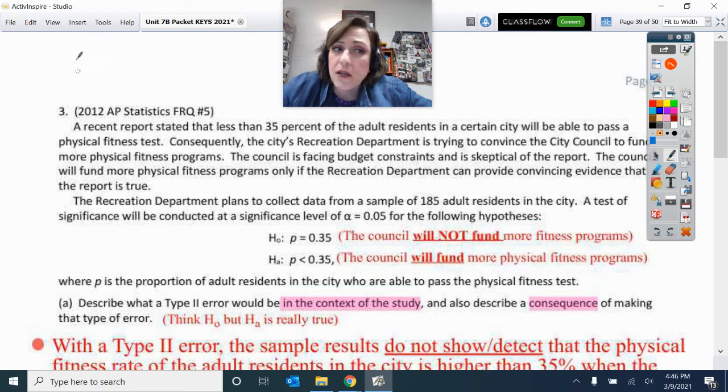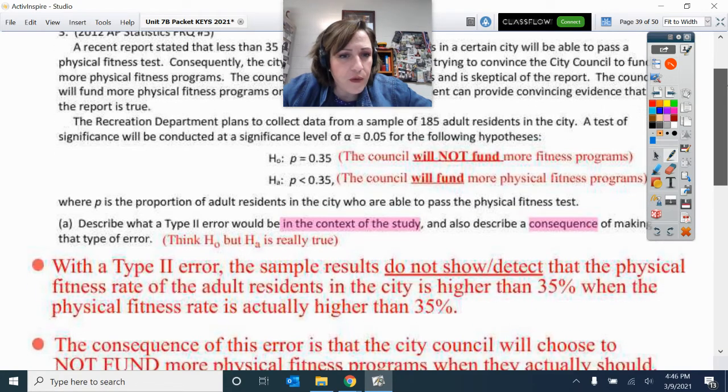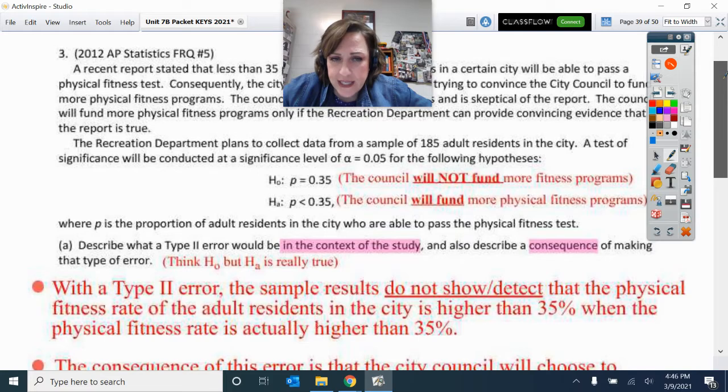All right, number 3, 2012, number 5. Okay, exactly straight. Now this one I threw at you was a 1 proportion test. Okay, and it had ideas about errors in it. So you had to understand, of course, what this problem is talking about. P, the null hypothesis equaling 0.35 is saying that the council would not fund more fitness programs, okay? But if they have evidence that it is lower than 0.35, then they will fund more physical fitness programs, okay?